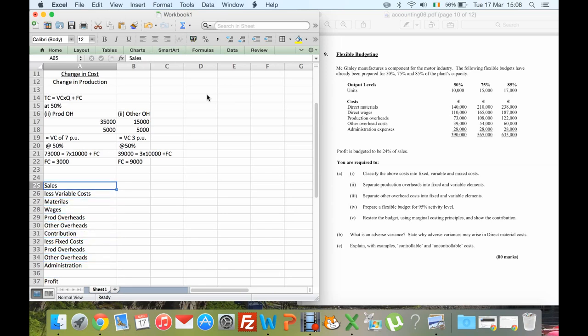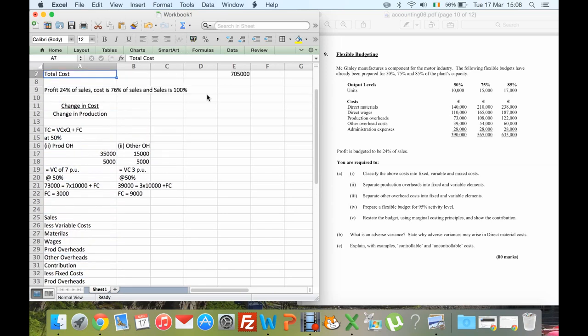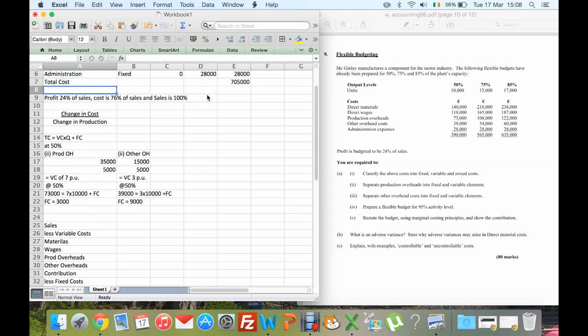So working out our sales, first of all, we said there's a total cost. So total cost is 76% here of sales. Okay, so we need to get that figure there. So 705 for our total cost. If we divide that by 76, that gives us 1%, and then we multiply it by 100, and that gives us the sales figure, the full figure, the 100%.